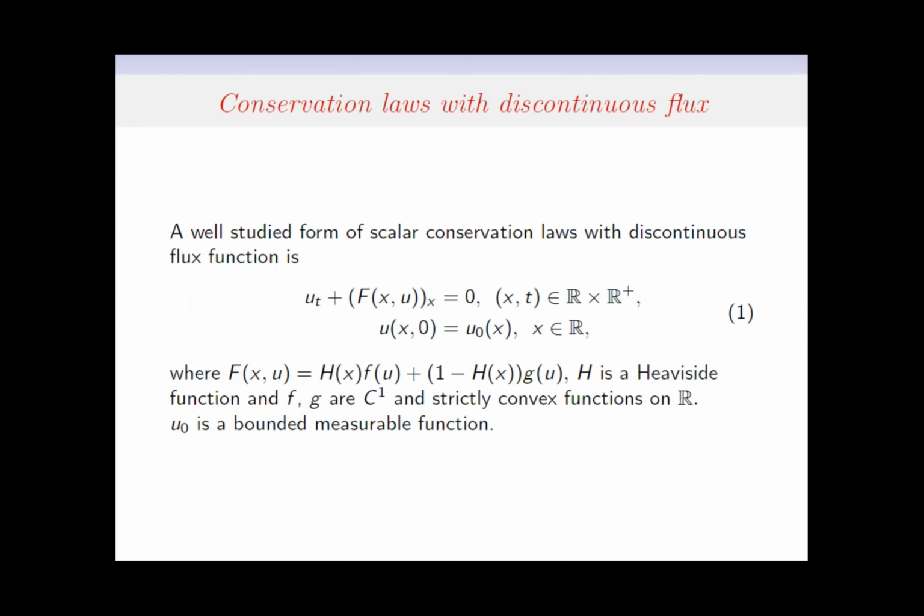A well-studied form of conservation laws with discontinuous flux function is u_t plus F(u)_x equal to 0, where x and t are in R cross R plus, and the initial data u naught is a bounded measurable function. The capital F can be written as Heaviside function times f(u) plus 1 minus Heaviside function times g(u). In general f and g can be Lipschitz functions, but here we are taking f and g to be C1 and strictly convex on R.